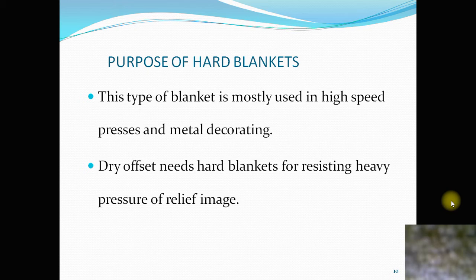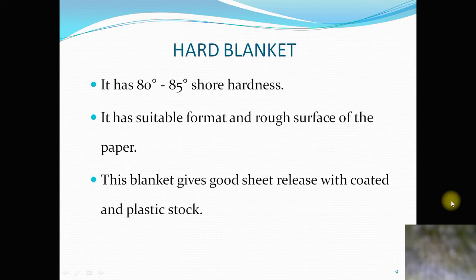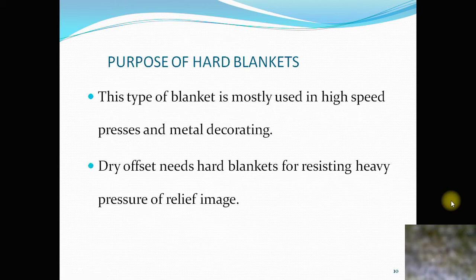So to withstand those heavy pressures, we need the hard blanket. So in dry offset, we should use hard blanket, and in high speed presses and metal decorating also, we need to use hard blanket. The shore hardness of this blanket is 80 to 85 degrees. This is the highest shore hardness.